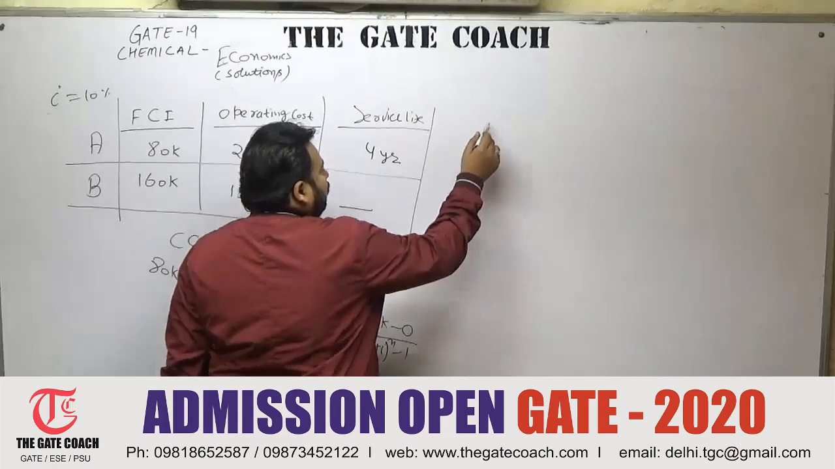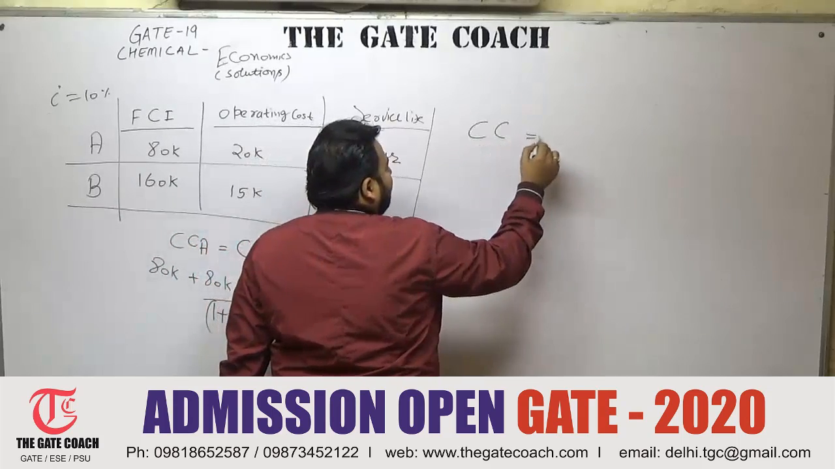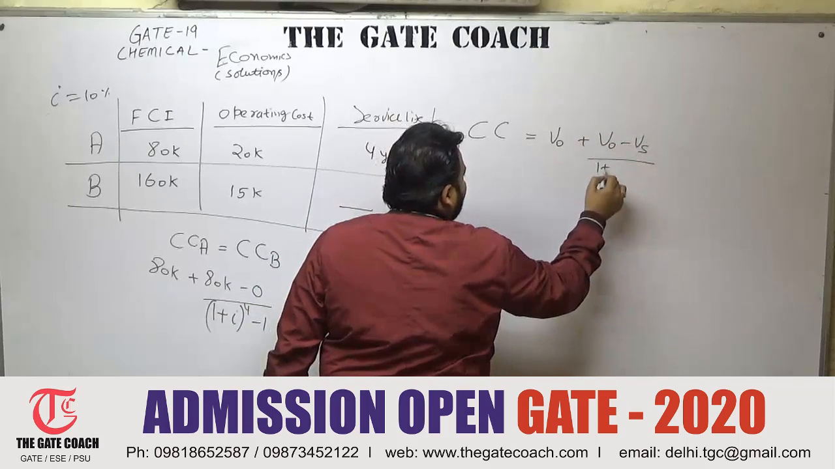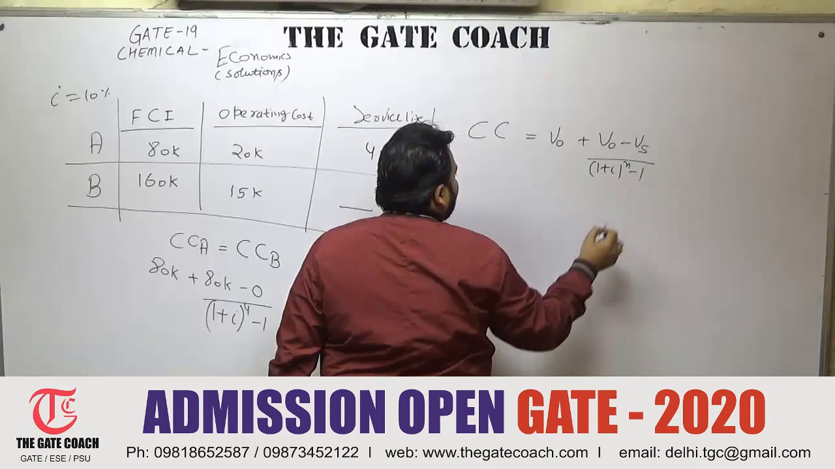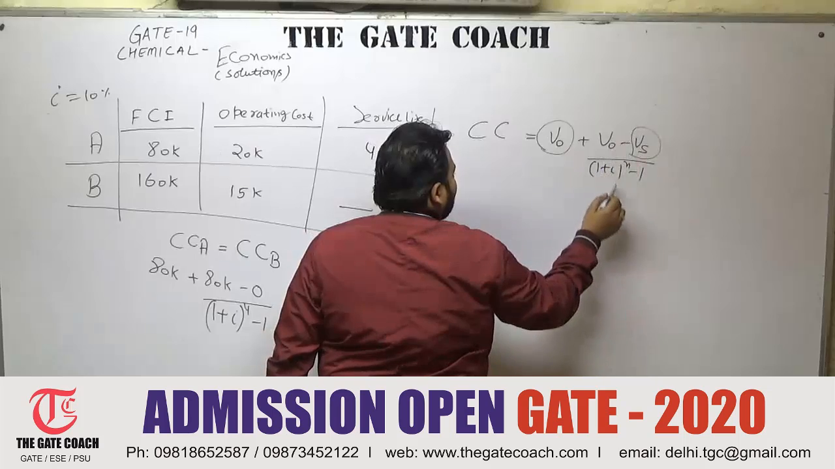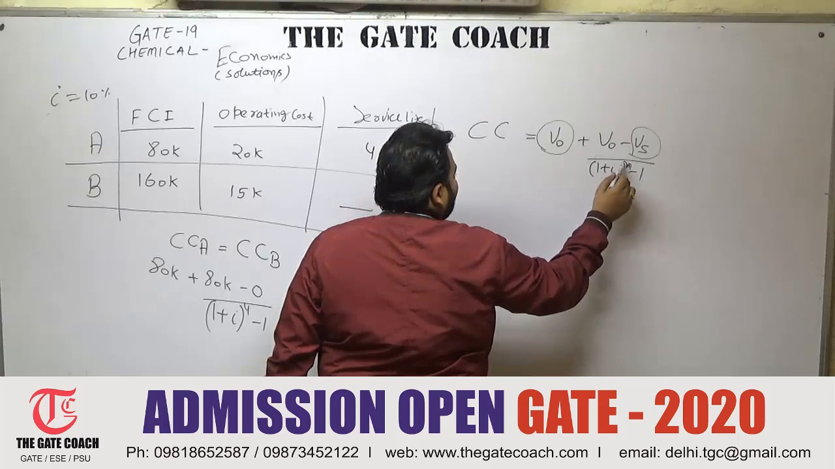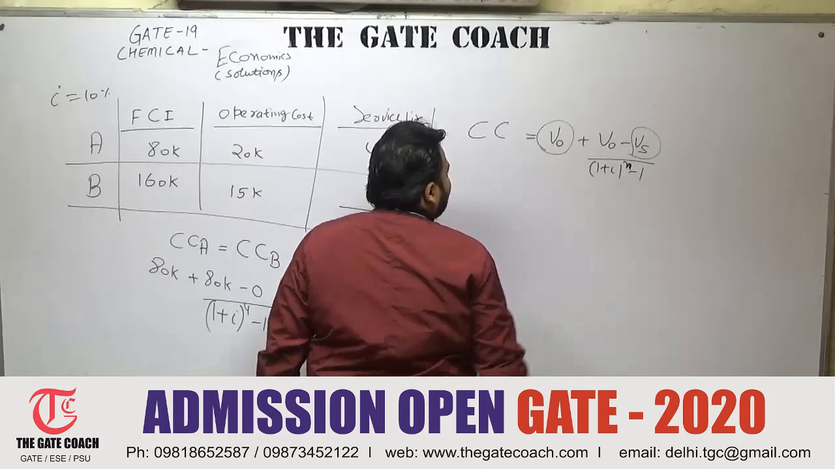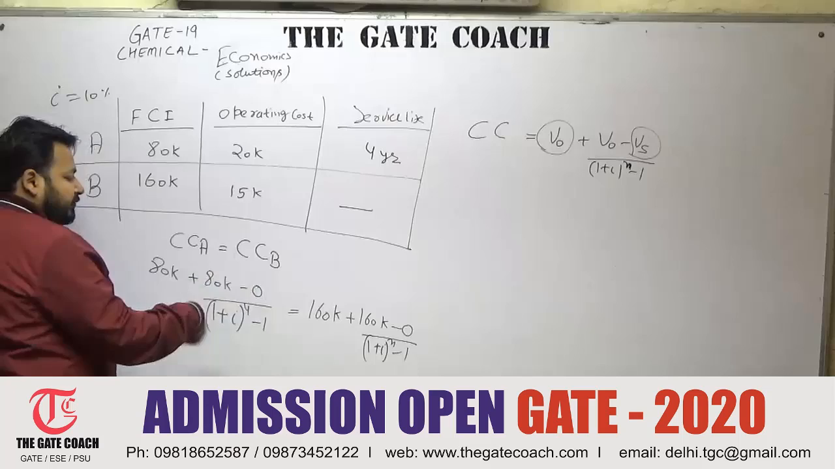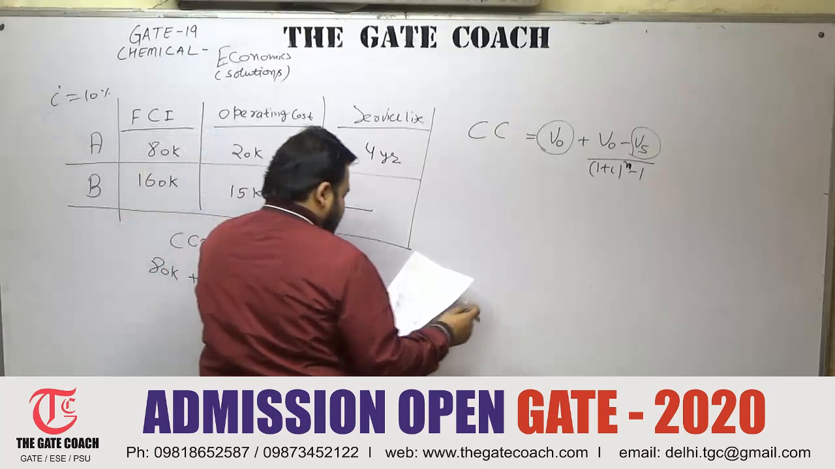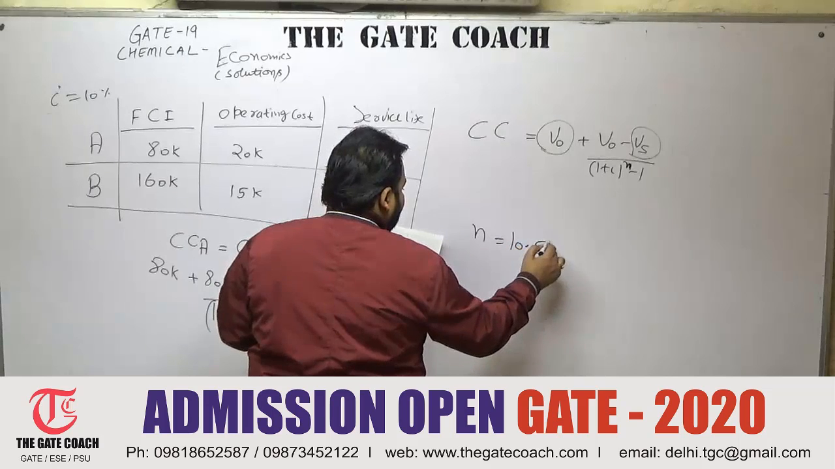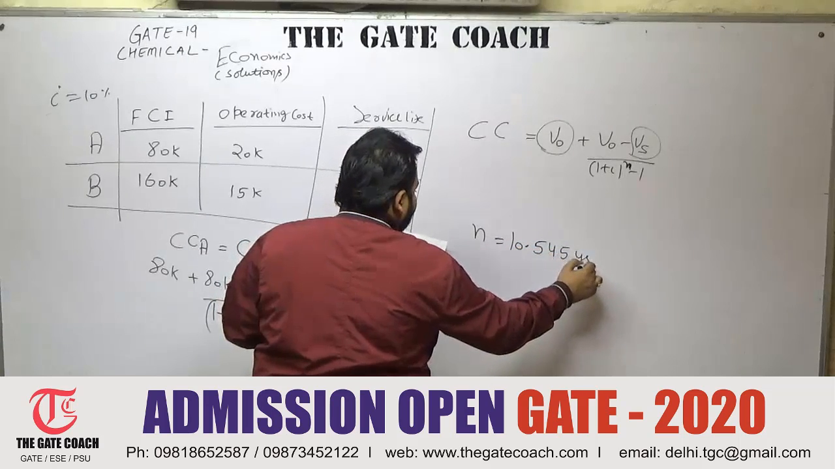I hope you all know the formula of capitalized cost. The capitalized cost is V0 plus (V0 minus Vs) divided by (1 plus I) to the power n minus 1, where V0 is the initial capital, Vs is the salvage value, n is the service life, and I is the interest rate. So that is the simple calculation, and if I solve it, the value of n comes out to be 10.545 years.